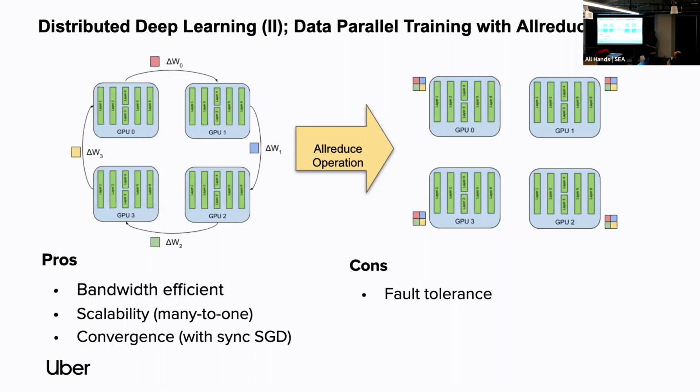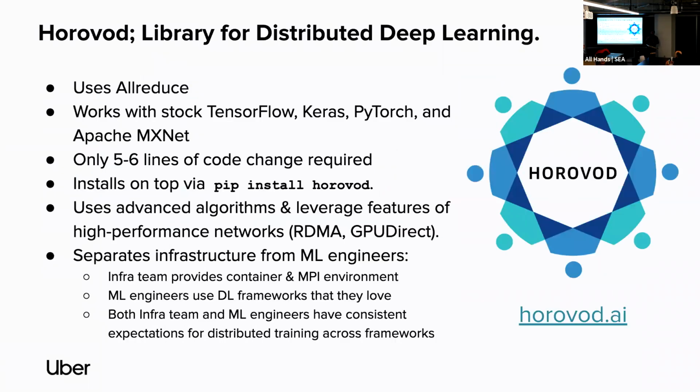If one of the workers fails in this ring, then your training fails and you have to restart from the latest checkpoint or find another way. So this is what Horovod does, actually. Horovod is the library for distributed deep learning that was created here at Uber, Seattle, especially.